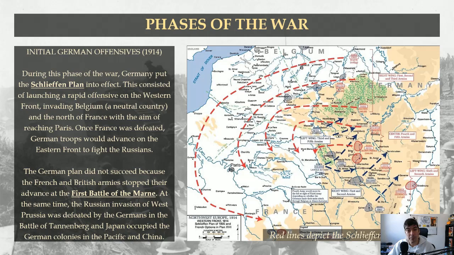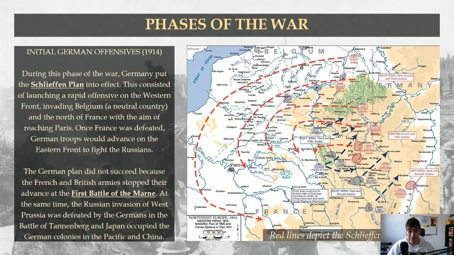And this German plan did not succeed because the French and British armies, the British had already landed in Europe, stopped their advance in the first battle of the Marne. The miracle of the Marne, the Marne River, is this one here, okay? It's a tributary of the Seine, and they were stopped there. And at the same time, the Russians invaded the eastern part of Germany, East Prussia, but they were defeated by the Germans in the Battle of Tannenberg, which is a very important victory for the Germans, and at the same time, the Japanese occupied the German colonies in the Pacific Ocean and China.